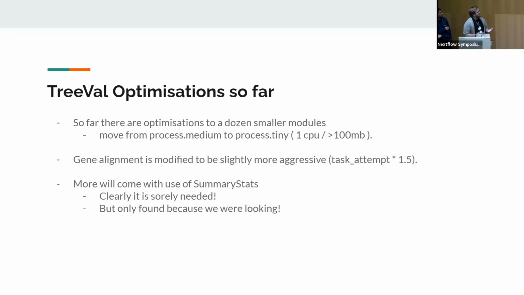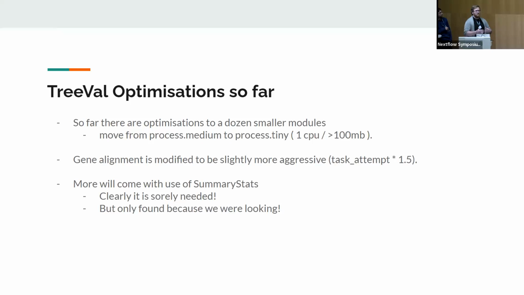Gene alignment has been modified to be slightly more aggressive than other tasks. We multiply the task attempt by 1.5, so it has a slight curve on its requirements. And many more will come as we collect more information from the summary stats. This is something that I've still got in fairly early development, really. But the important thing to note here is that we only found this because we were looking.